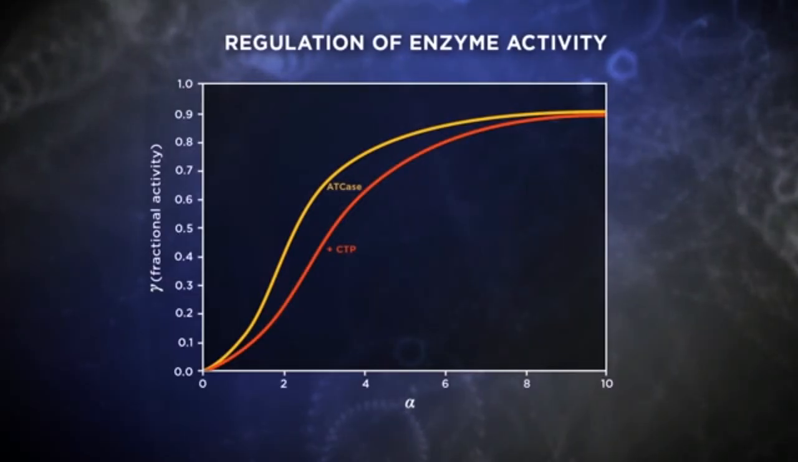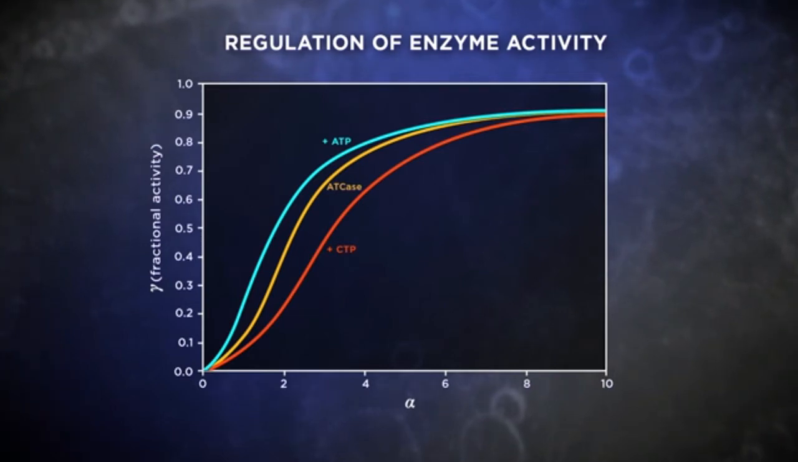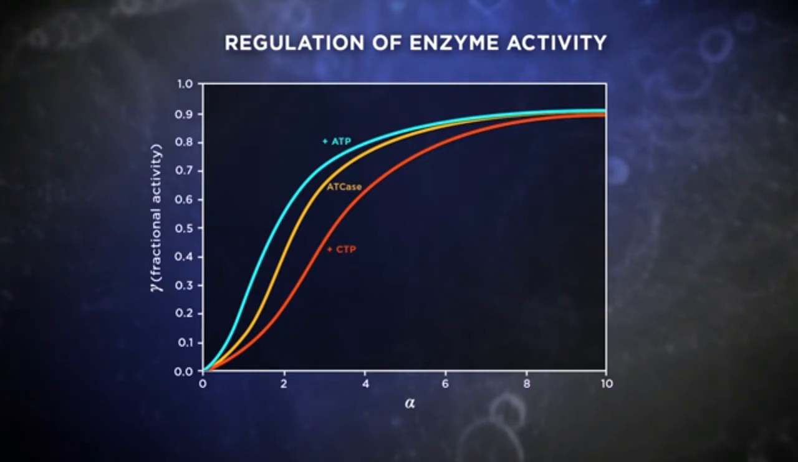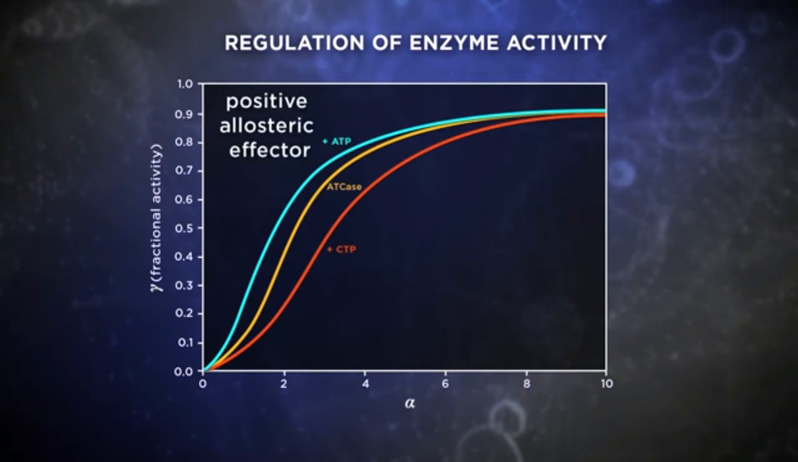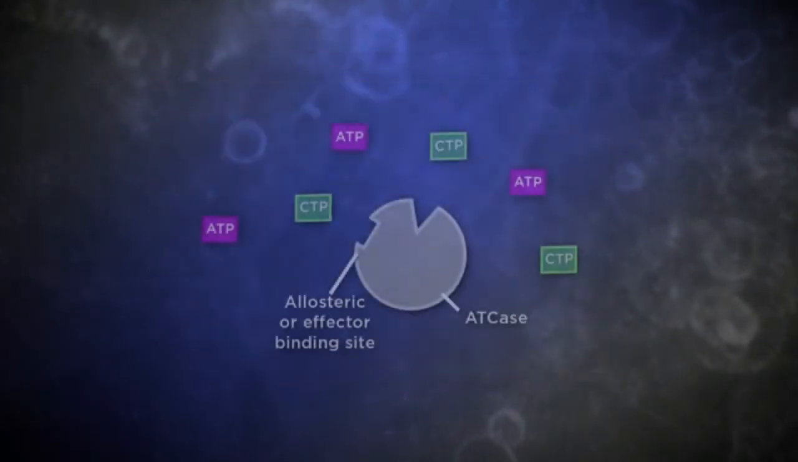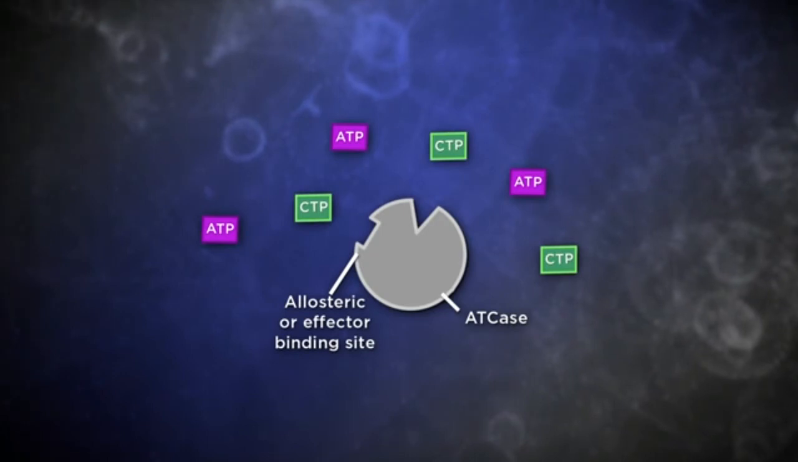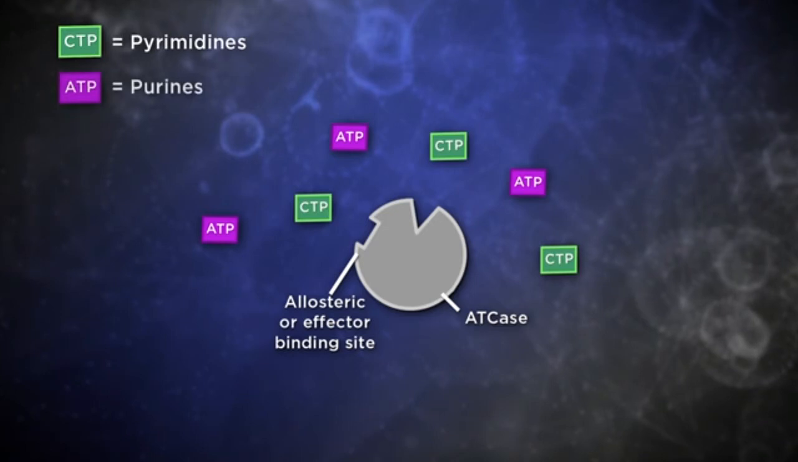ATP binding does the opposite of CTP binding, shifting the enzyme into the R state, which has higher affinity for substrates. Binding of more substrate increases the synthesis of the product needed to make CTP and other pyrimidine nucleotides. Here, ATP is acting as a positive allosteric effector because it's increasing the activity of the enzyme. The beauty of this dual regulation is that CTP indicates levels of pyrimidines and ATP that of purines.